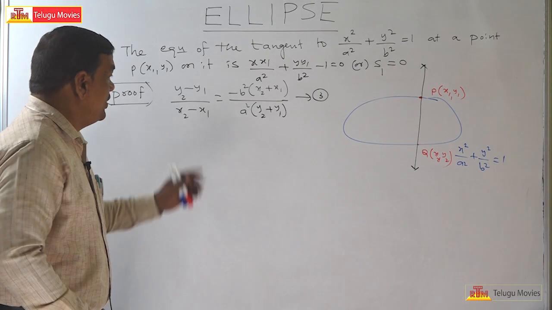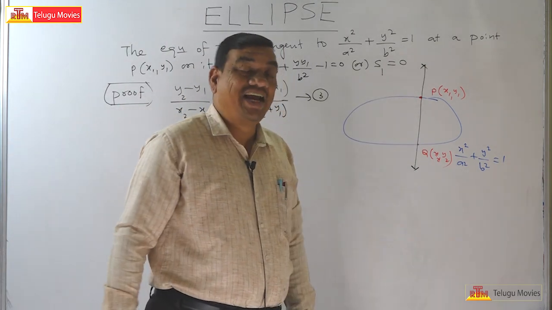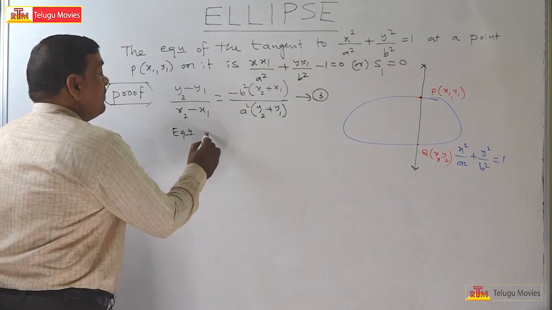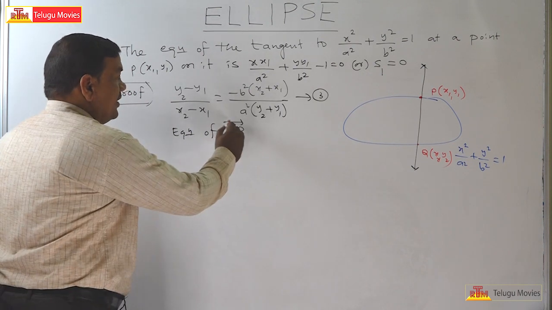Welcome back. So here we know the slope of the secant PQ. Now we are going to find the equation of PQ. What is the equation of the secant PQ?